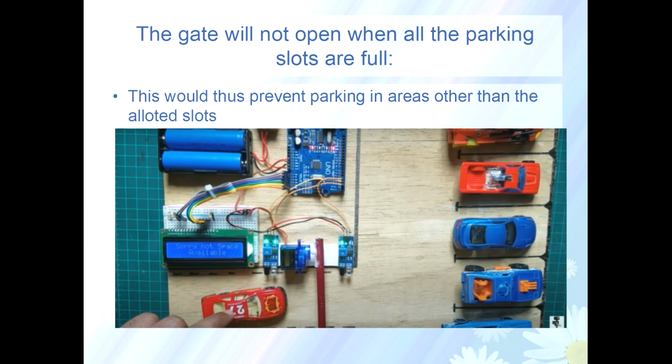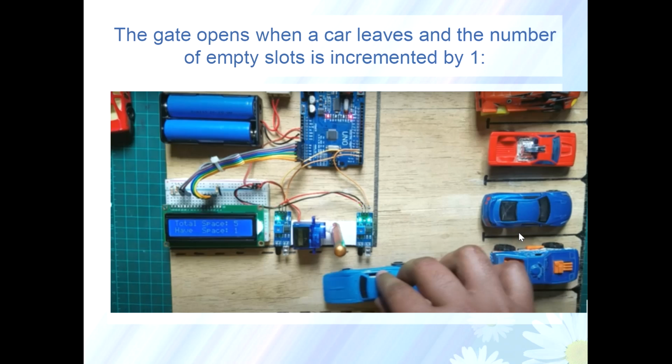We can see that here all the slots are full and the gate is not opening though a car has come, and the display shows that no parking space is available. Therefore, this can prevent the car parking in these spaces which are free. That is, some cars will be parked maybe in these spaces which are not actually slots. Thus, it avoids the clumsiness which is present in our country mainly.